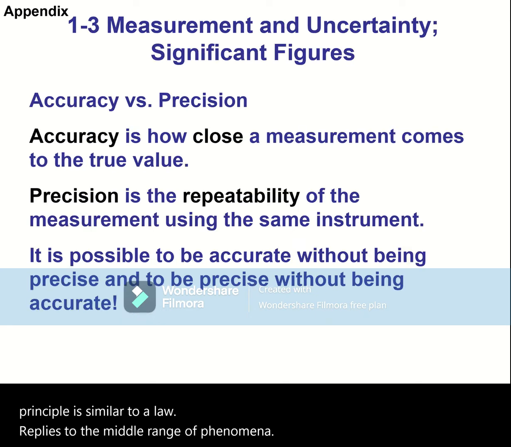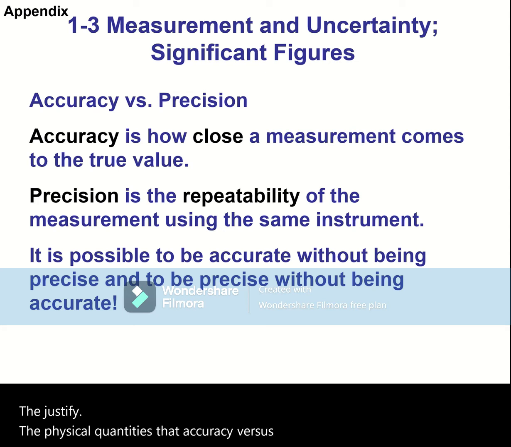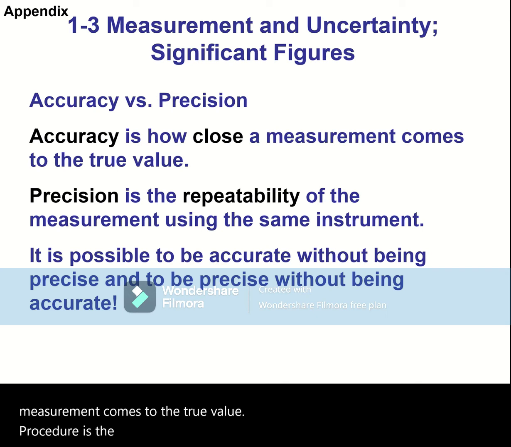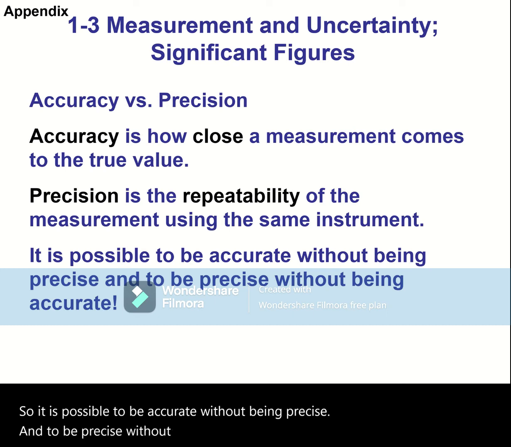There are two different definitions of physical quantities, like accuracy versus precision. Accuracy is how close the measurement comes to the true value. Precision is the repeatability of the measurement using the same instrument. So it is possible to be accurate without being precise and to be precise without being accurate.